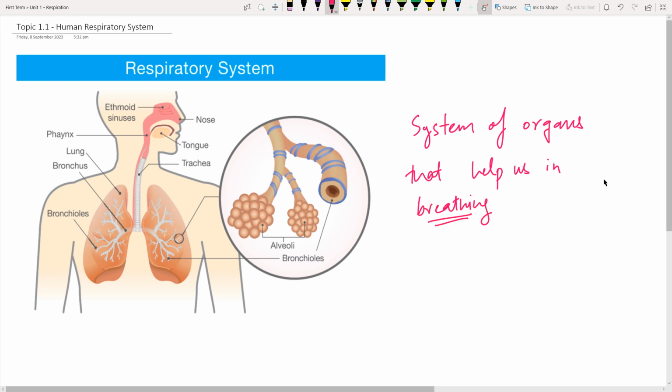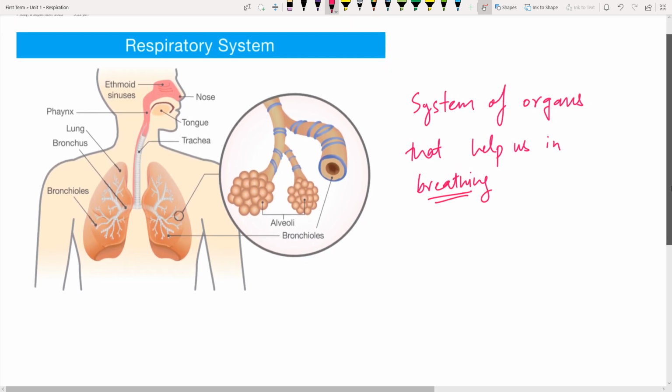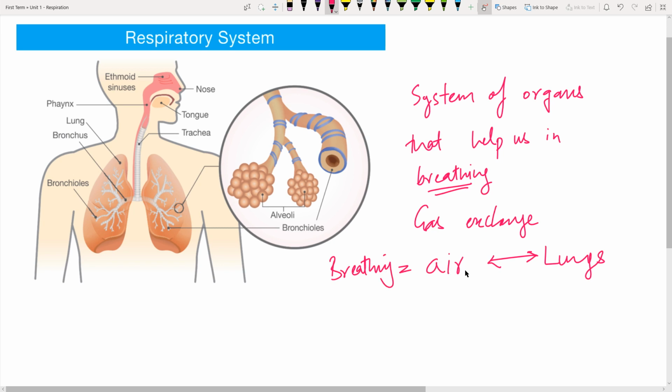Now this is a very critical part, as I told you that we will be differentiating breathing and respiration. So first we need to understand what breathing is. This is the gas exchange between air and lungs and back. So breathing means air to lungs and back again. This is the gas exchange between the lungs and the air, or the atmosphere around us.